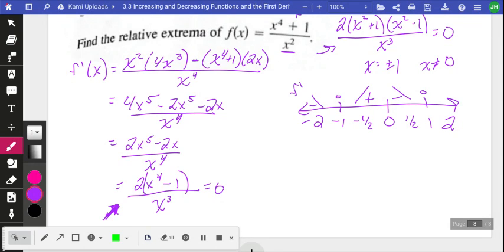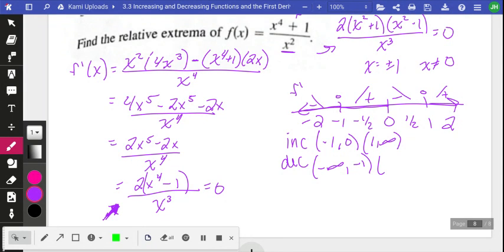And then I will plug in 2, and I will have 2 to the 4th power, which is a big positive number like 16. Then I will minus 1, and I'll have a positive number all over another positive number. So positive over positive is positive. So for the intervals of increasing and decreasing: it is increasing from negative 1 to 0, and it is also increasing from 1 to infinity. It is decreasing from negative infinity to negative 1, and it is also decreasing from 0 to 1.